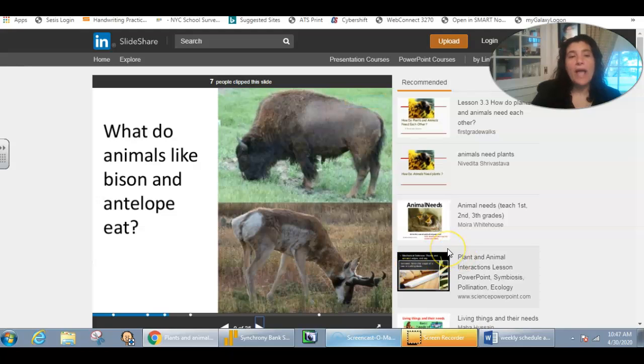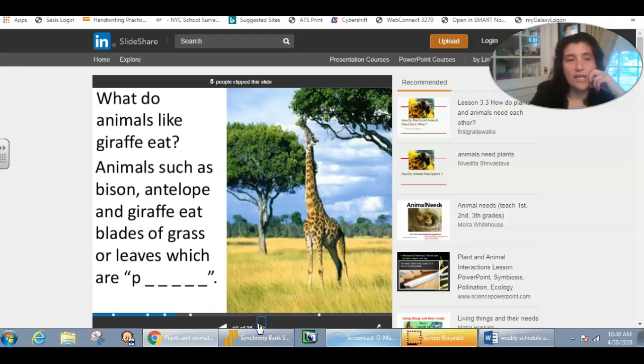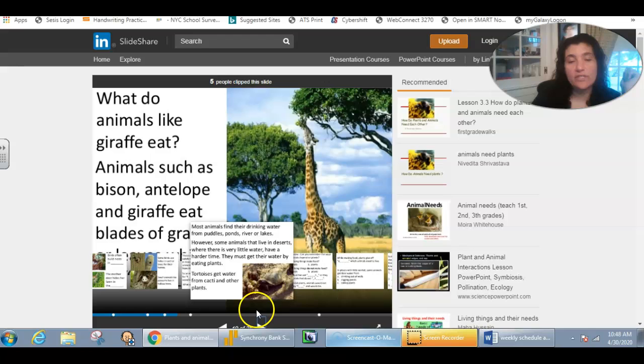All right. What do animals like bison and antelope eat? Now you can already see over here, what are they eating? Try to guess, and let's see when we go to the next slide. What does it say? Same thing. You can see what the giraffe is doing, right? What do animals like giraffes eat? Animals like bison, antelope, and giraffe eat blades of grass or leaves, which are plants. If you fill in the blanks here, it'll say plants.